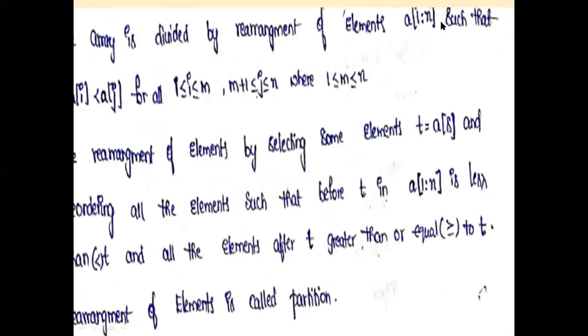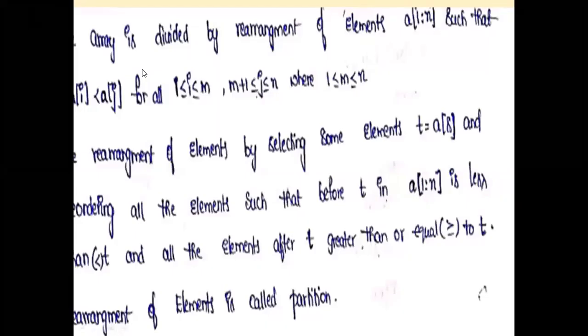Suppose the array is 1 to n such that a of i is less than a of j, where i is between 1 and m, and j is between m plus 1 and n. The array is divided into two subarrays at m. The elements in the first subarray, from a of 1 to a of m, are always less than the elements present in the second subarray.